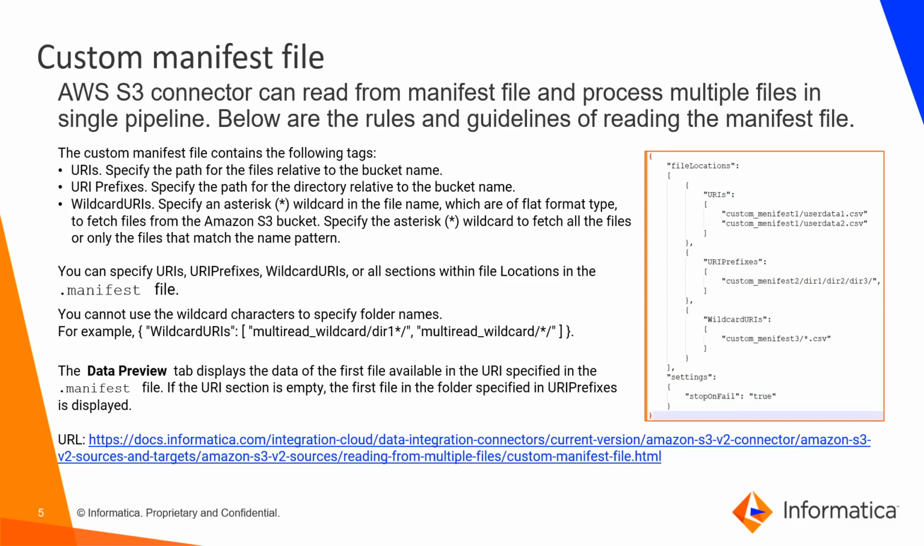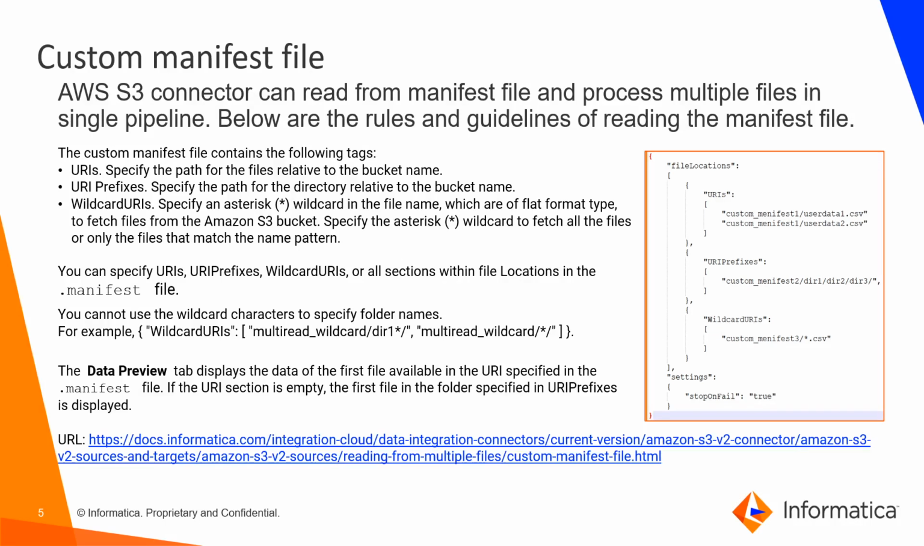In URI prefixes, you specify the path of the directory relative to the bucket name. In the case of wildcard URIs, we have to specify the file name using a wildcard, maybe like a star, so that we can cover multiple files of a similar pattern by just giving one single line. For example, here if you have star.csv, any file name with the extension CSV will be read by the S3 V2 connector.